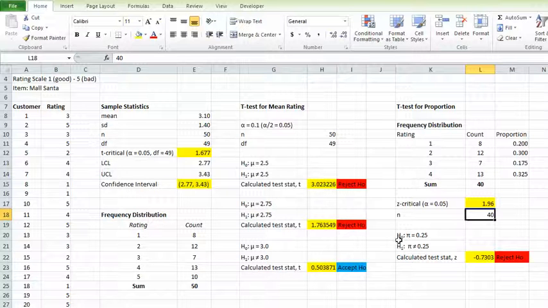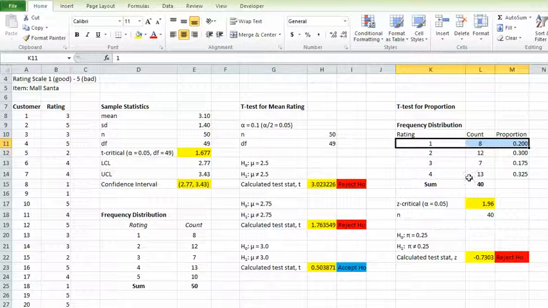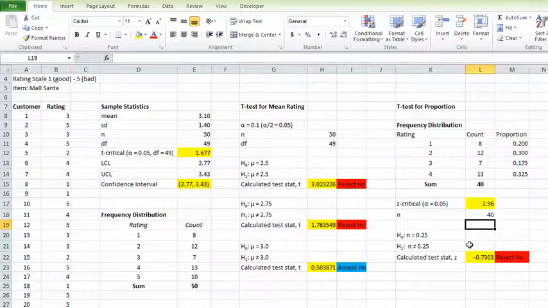All right. My null hypothesis is that the true population proportion is equal to 1/4. Do they look like 1/4? 20%, 30%, 17.5, 32. Well, I'm only looking at this one. I'm looking at the true population proportion of rating 1, and that one is pretty close to 1/4.